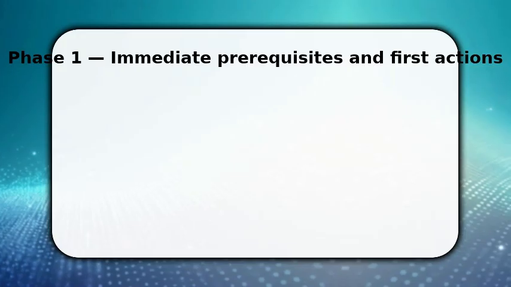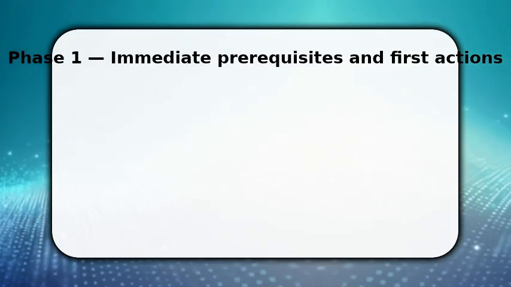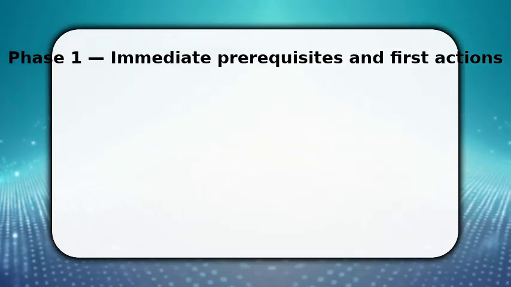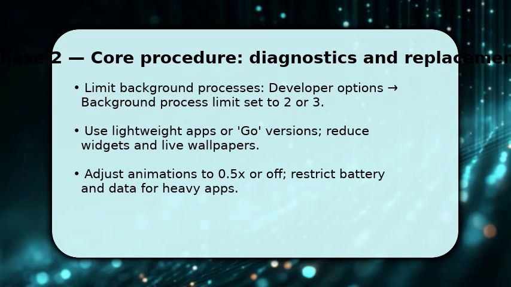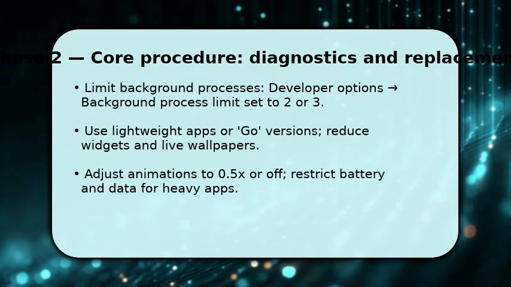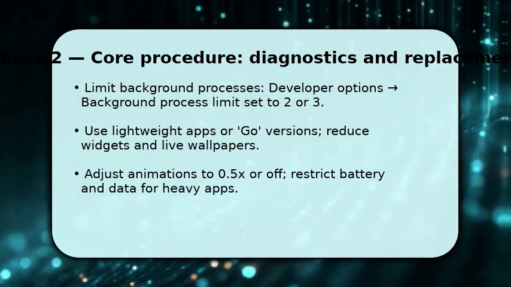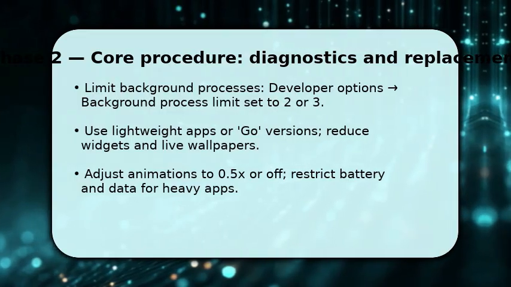Then check for system updates and clear the cache partition to remove stale temp files. Reboot after each step so the system recalibrates. Now you move into deeper optimization. Open developer options and limit background processes to 2 or 3 so RAM is available for active tasks.